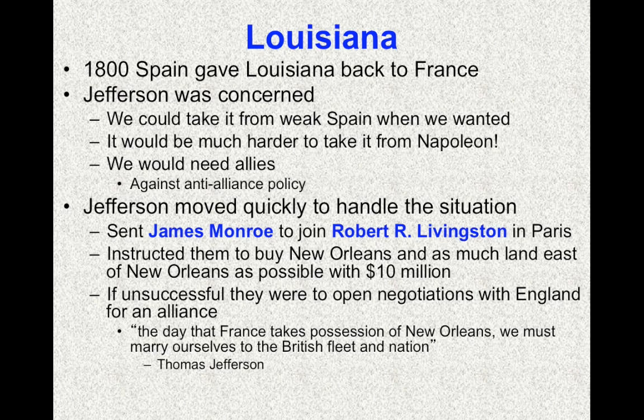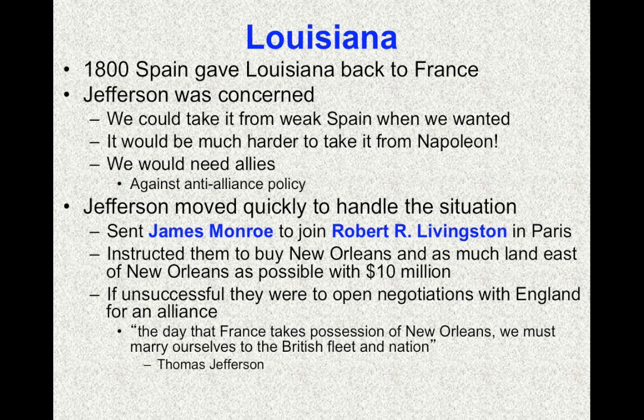then they were supposed to drop hints that, hey, listen, if you don't want to do it, that's fine, we understand. But now we're going to have to open up negotiations with England for an alliance. Because basically, Jefferson had told Monroe and Livingston that the day France takes possession of New Orleans, we must marry ourselves to the British fleet and the nation of Great Britain.